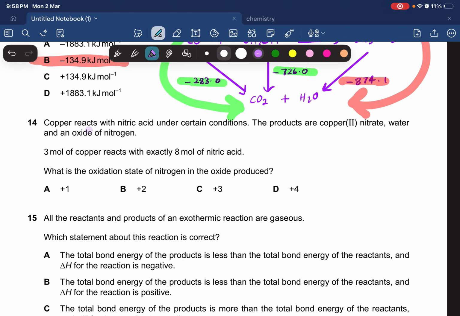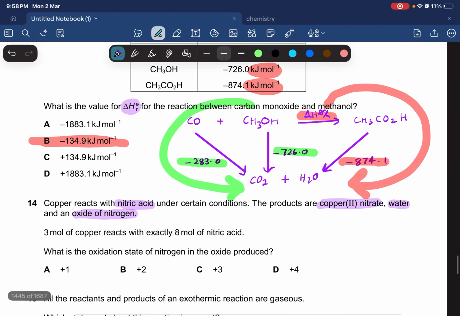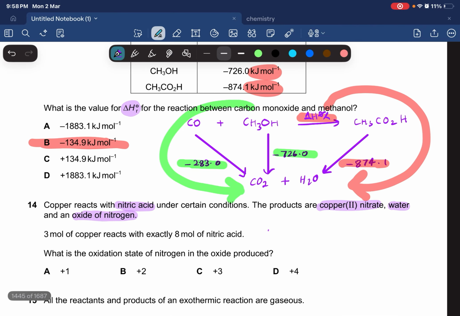Copper reacts with nitric acid under certain conditions. The products are copper 2 nitrate, water, and an oxide of nitrogen. So what are we doing? We're making copper react with nitric acid. So we have copper reacting with HNO3, and we are forming copper 2 nitrate. Copper 2 nitrate means copper has a 2 plus, so we're going to take 2 nitrates. Plus we're forming water, plus we're forming an oxide of nitrogen.